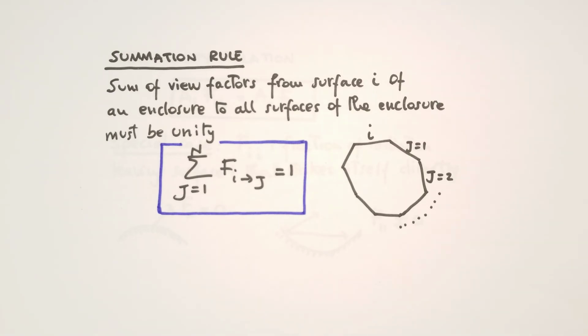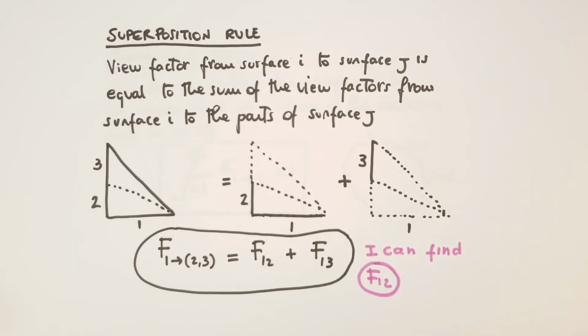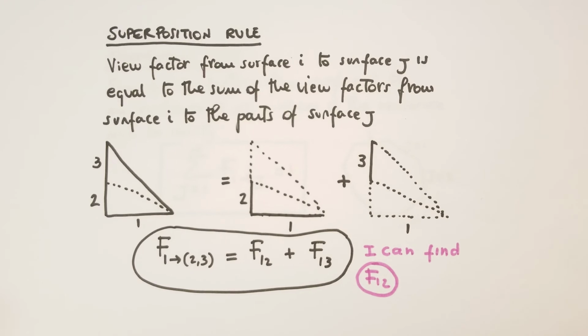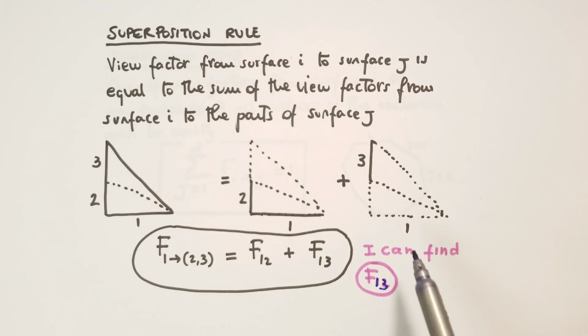Another important relationship that we're going to use is the superposition rule. The view factor from surface I to surface J is equal to the sum of the view factors from surface I to the parts of surface J. For example, let's say we want to compute the view factor from surface 1 to surface 3. Here I should have written 1,3 actually.